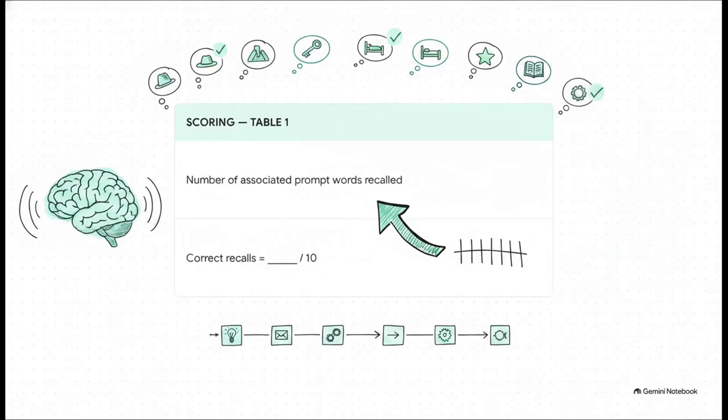Here is Table 1, our primary scoring sheet, and we have to apply the scoring very strictly. We look at the volunteer's recall sheets, and we are counting one thing only: how many of the 10 semantically associated or synonym prompt words she correctly recalled. We don't guess, we don't invent scores, we record exactly what she wrote down. So if she remembered cap from the first set and cot from the third set, those count. The total correct recalls are tabulated out of a maximum score of 10. This single number is the primary basis for testing our entire priming hypothesis.